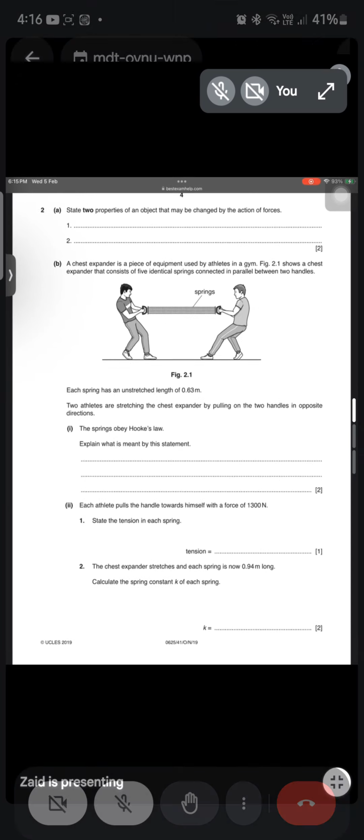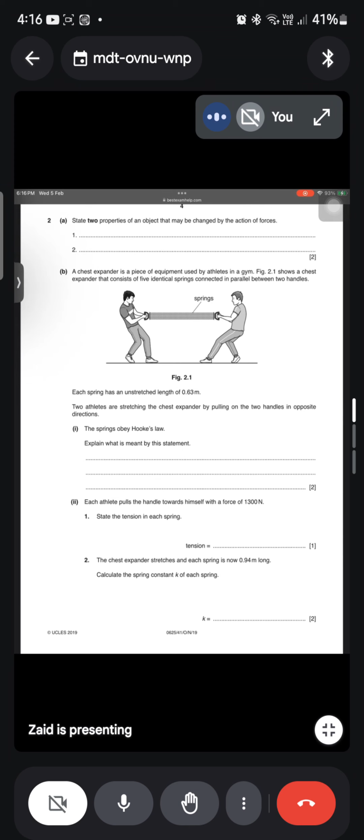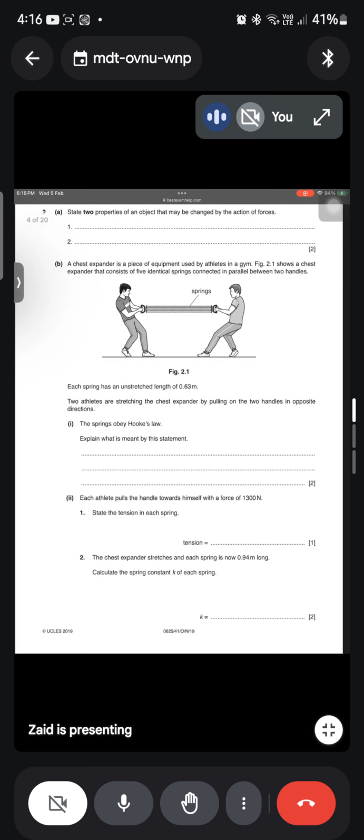Now they have given you the extension. You have the force. But this is not the extension, this is the new length. Can anyone tell me how we can find the extension? Calculate the difference between the extended length and the original length. Exactly, you have to subtract the original length.